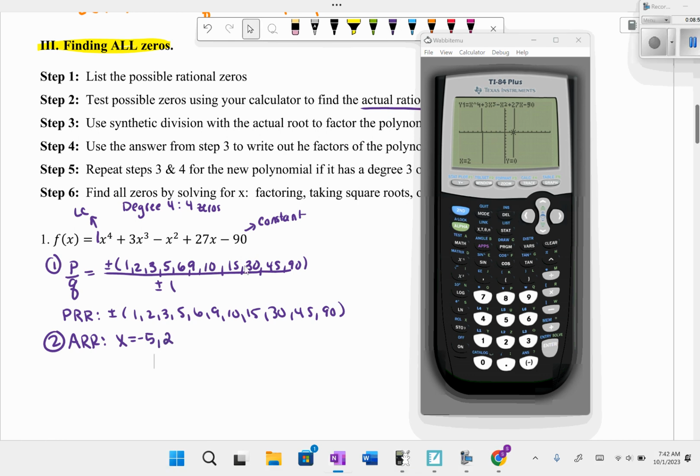So if we didn't see any other factors between negative 90 and positive 90, what does that mean about the other zeros? It just means that the other zeros are going to end up being imaginary. So how do we actually find them is what we need to look at next.